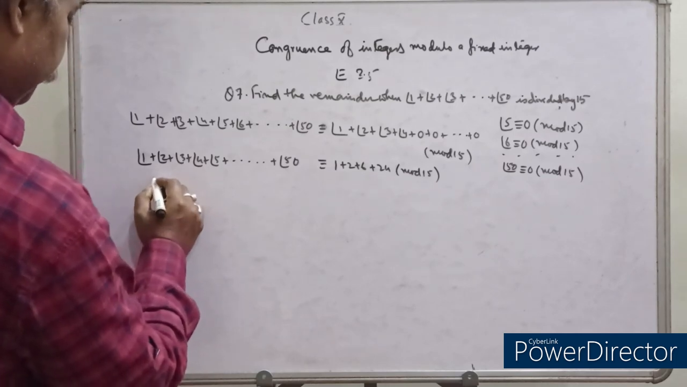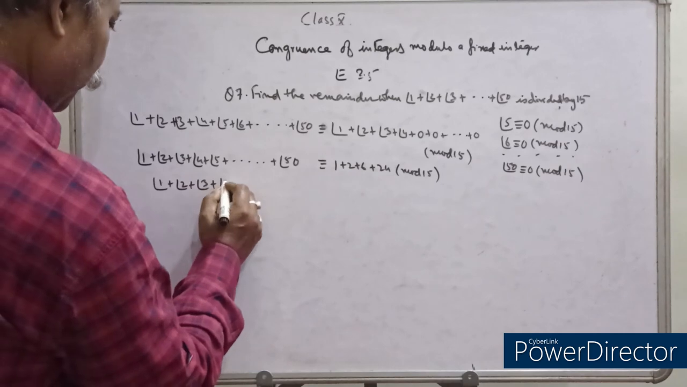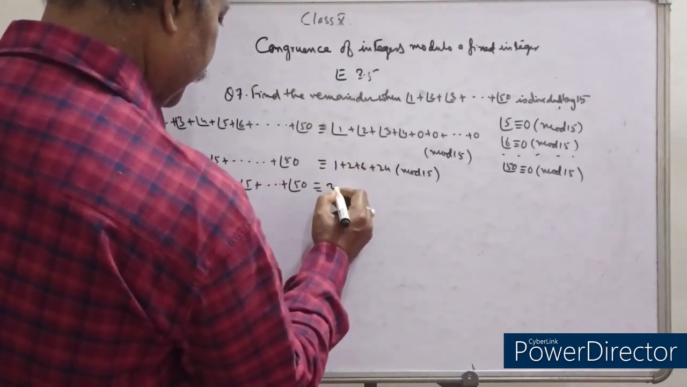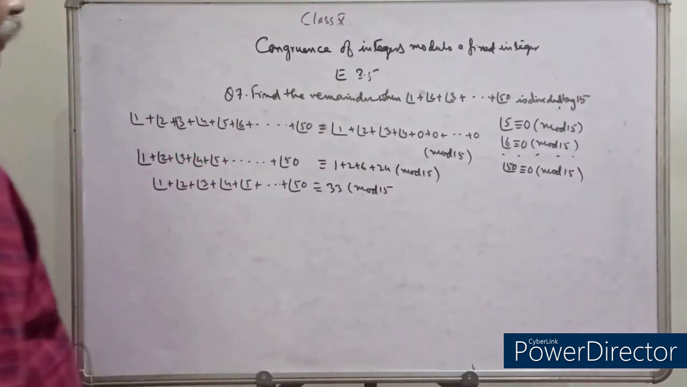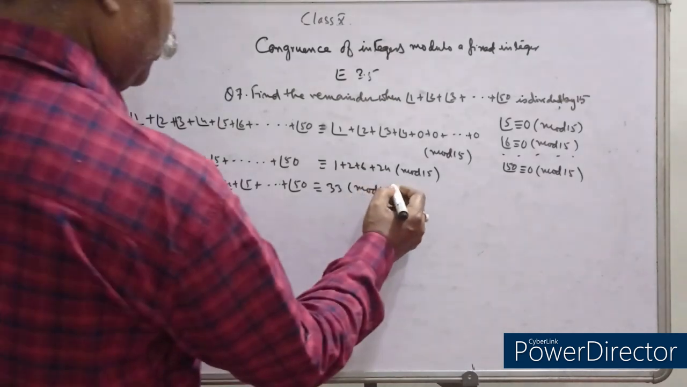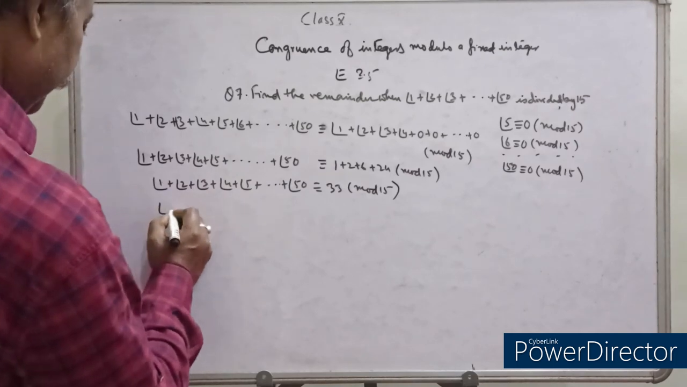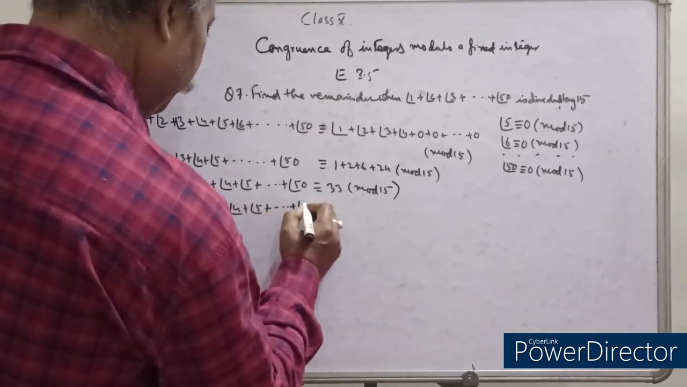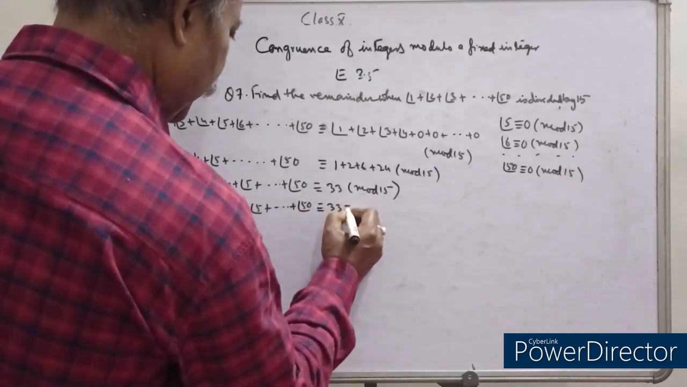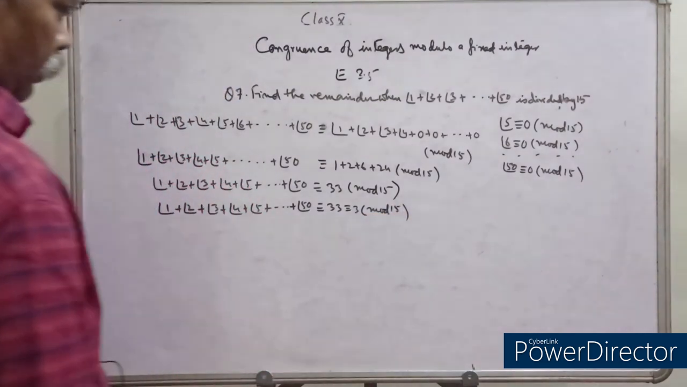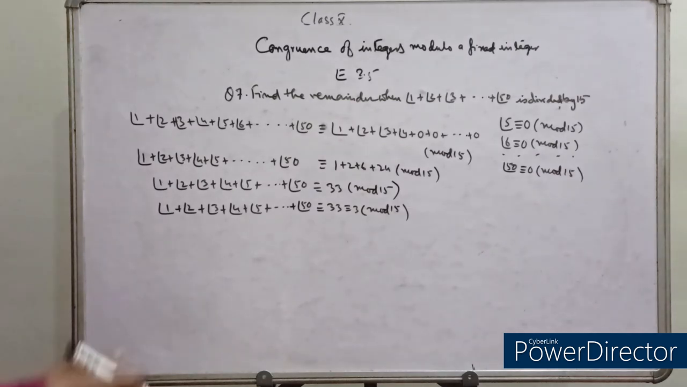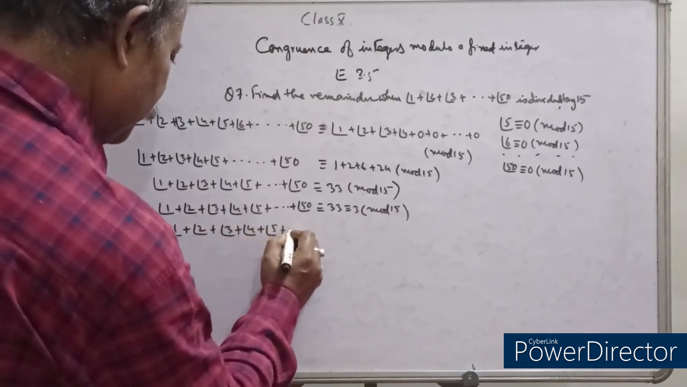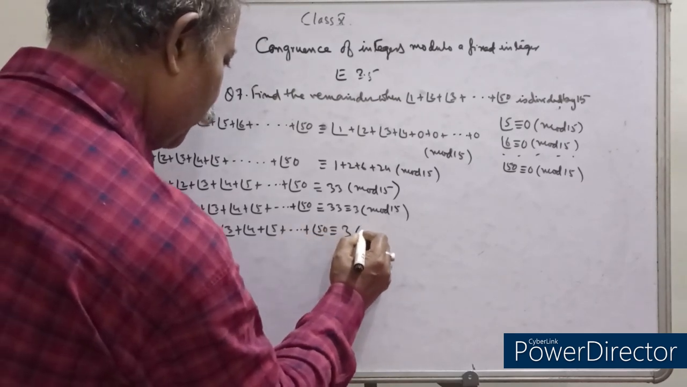So 1 factorial plus 2 factorial plus dot dot dot plus 50 factorial is congruent to 33 mod 15. Since 33 is greater than 15, I will move to another downward level. This is very easy. 33 is again congruent to 3 mod 15, because 33 minus 3 is 30, which is divisible by 15. So 1 factorial plus 2 factorial plus 3 factorial plus 4 factorial plus 5 factorial plus dot dot dot plus 50 factorial is congruent to 3 mod 15.